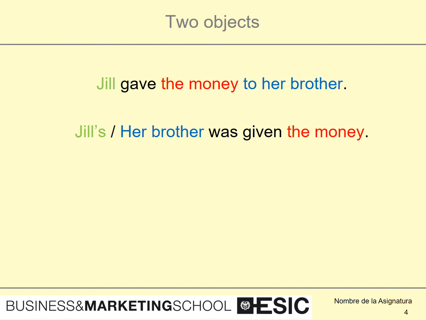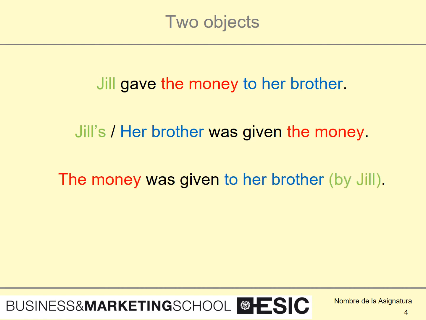What happens when a sentence has two objects? What I mean with two objects is something like this. Jill gave the money to her brother. I have two things that could go to the beginning of this sentence. So I can do both, and both sentences will have a different emphasis. I can say that her brother was given the money. So I'm calling the attention to the brother as a receiver of the money. Or I can say that the money was given to her brother. She gave him the money and not the house. In this case, I could put the by Jill in the end if it's not clear in the sentence.